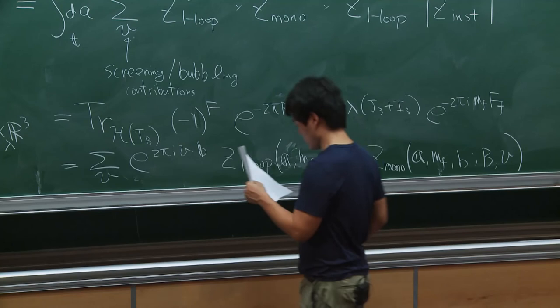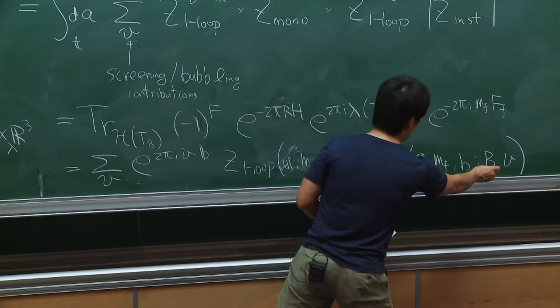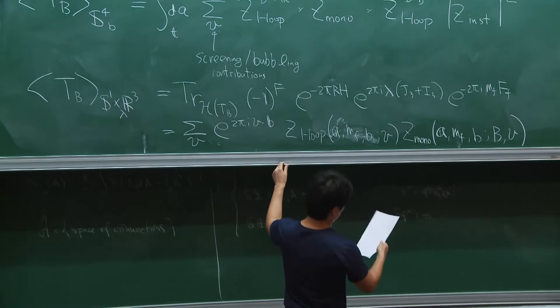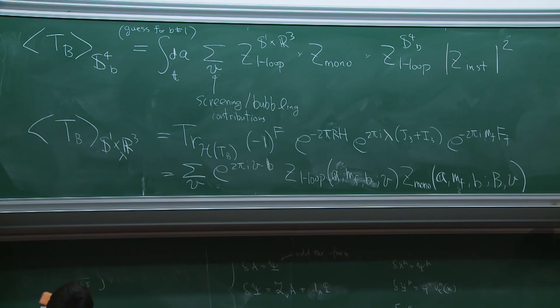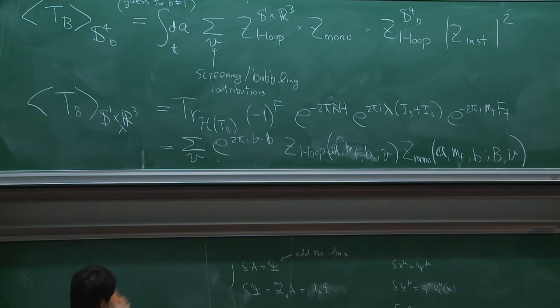In particular, capital B enters here, but not here. And little a is a combination of one of the other real scalars in the vector multiplet and the Wilson line, so I mean the holonomy along this circle.